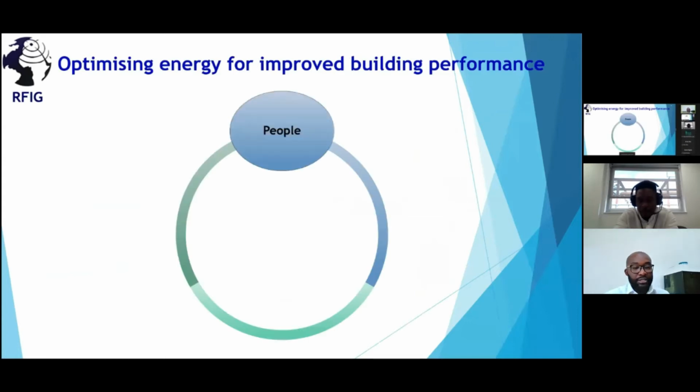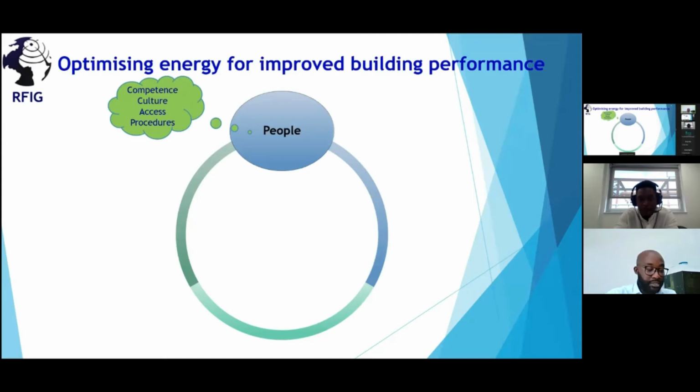So let's look at how we can optimize energy for an improved building performance then. And we can do this by looking at four key elements and their relationships. The first element is the people aspect, and it looks at people, procedures, and capabilities.